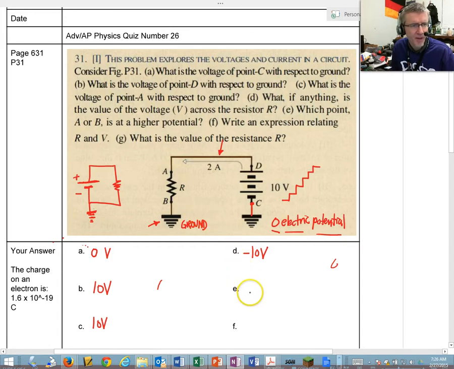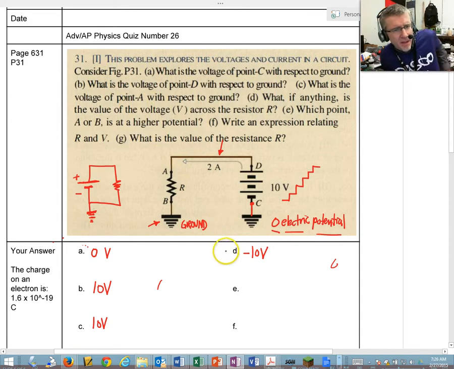So now, which point, A or B, is at higher potential? So I think we can see that, let's see, what, if anything, is across the resistor? Oh, across the resistor is negative, so down step. E, which point A or B is at higher potential? So A is at higher potential. You have more potential energy at A. And then B takes the potential energy out of the electrical charges.